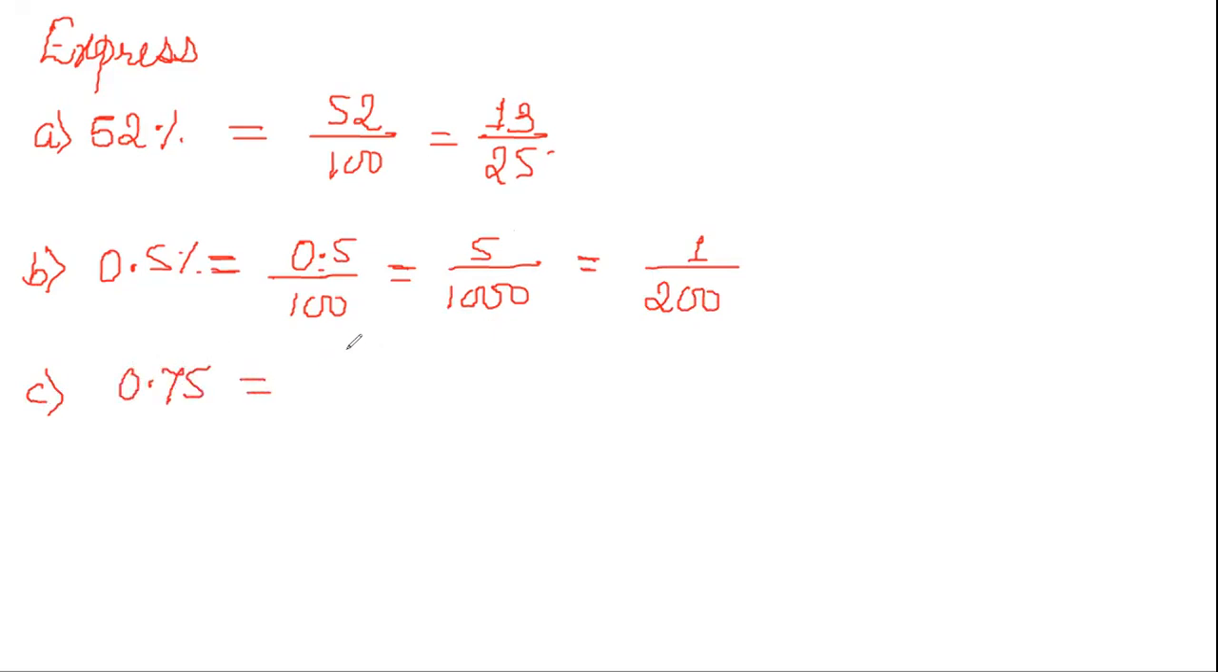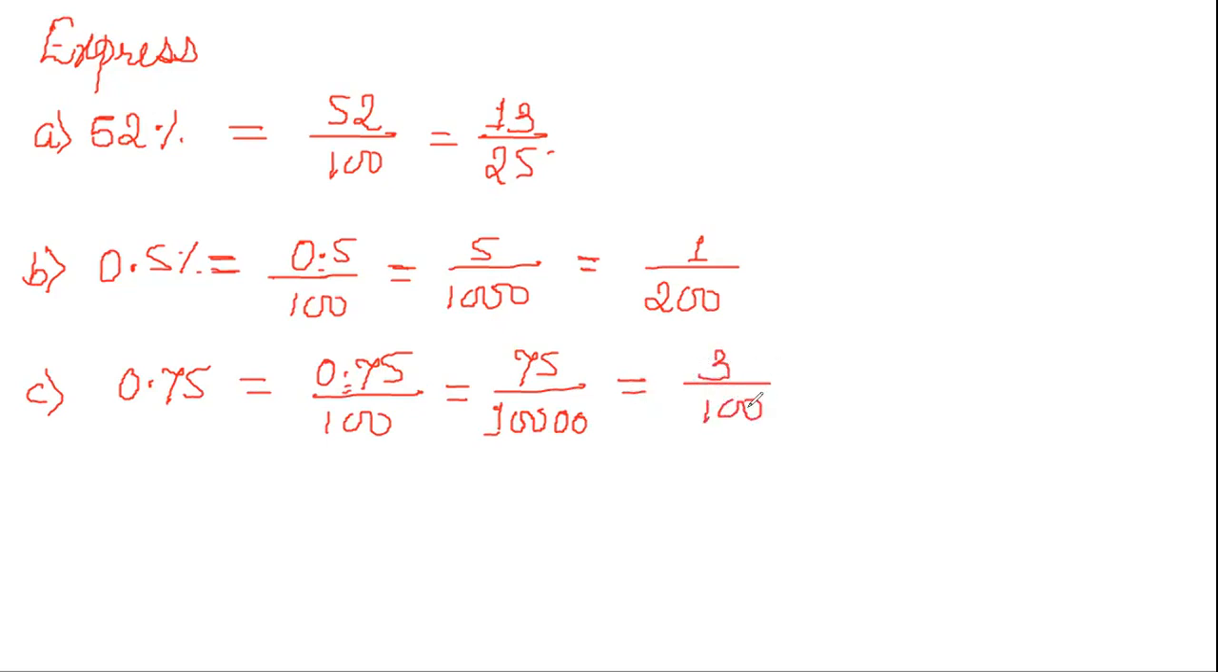0.75%. It can be converted into a fraction as again 0.75 divided by 100, which is equal to 75 divided by, again we have to remove the decimal point, so we are adding two zeros, meaning we are multiplying by 100. So it gives 3 divided by 400. Yes, it is 400.